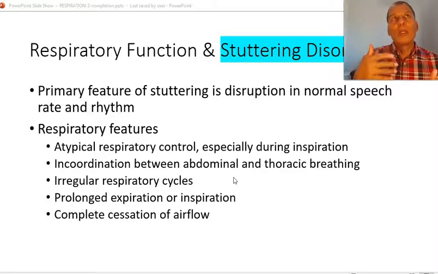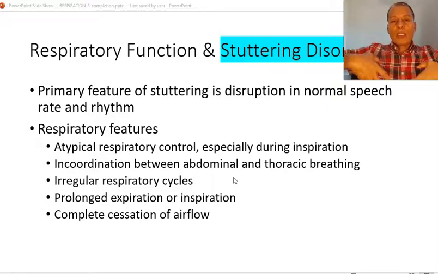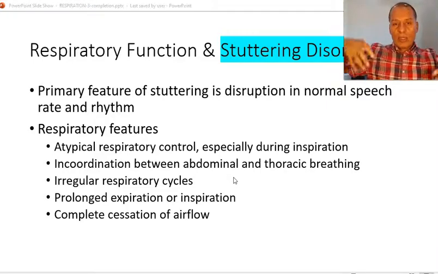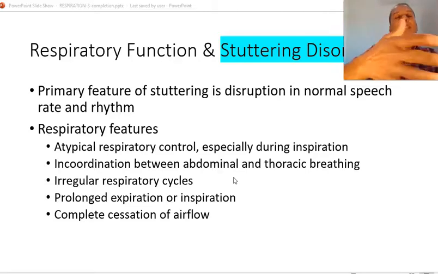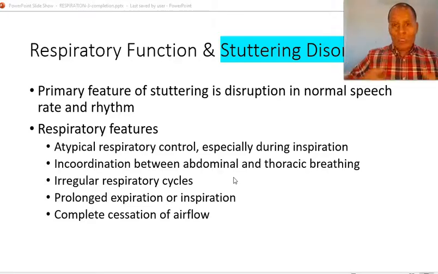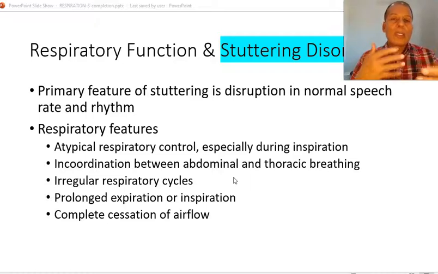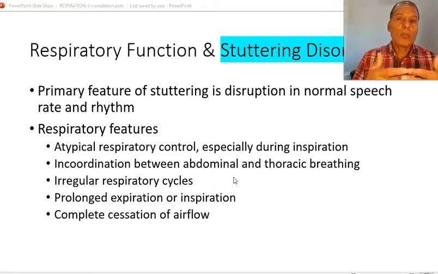For example, the thoracic muscles will contract, the diaphragm goes down, and it compresses the abdominal viscera. The abdominal viscera will extend the abdominal muscles out. And so in that sequence, that is for normal speech, but that is not always the case for people who stutter. There's irregular respiration cycles.